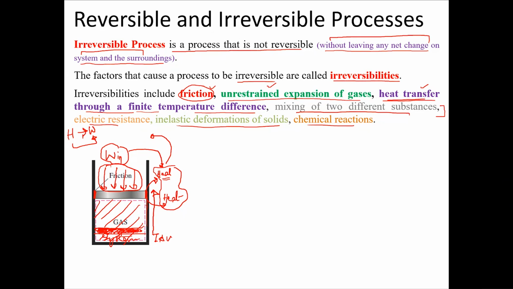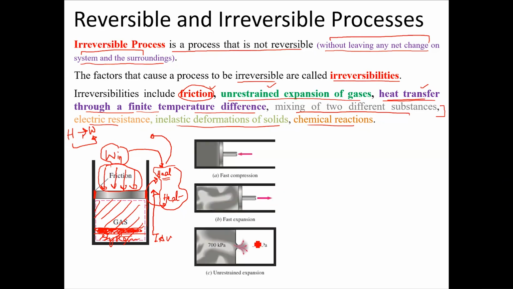Now moving on to the second effect, again, fast compression, fast expansion, you have already seen. Let's say unrestrained expansion. You have a gas which is being separated by a membrane. On the other hand, you have a vacuum. It's at 700 kilopascal, and there is some temperature T of the gas. The moment this film gets ruptured and the gas has to expand in vacuum, what would happen? The sudden expansion would cause a decrease in temperature. The temperature would go down.